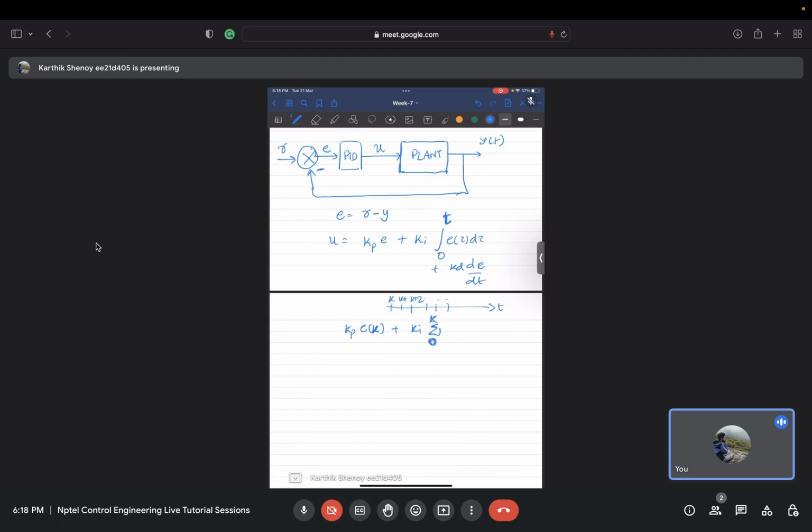Let's say it's capital K, e of k times some small sampling time, because there's a dt here, right? So you have some small sampling time, plus how do you do the derivative? Kd, the derivative will be the finite difference, e of k minus e of k minus 1, divided by the same sampling time. So this is your discrete realization. This is what the computers will do, okay. This is how the computers will generate a PID controller. So this will be equal to u of k, okay.